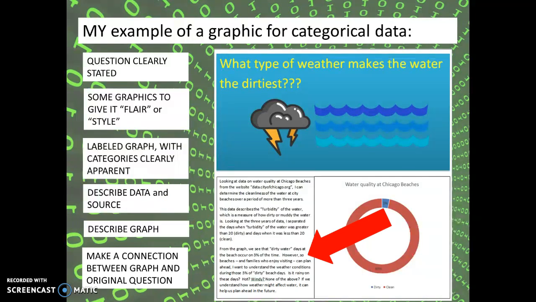And then this is also another important thing. Do you see a connection? Like, yeah, I got a question up top about the clean water and weather, but does this graph help me kind of move towards that question? That connection is another important thing. So these are the different things that I was thinking about when I made my graphic.